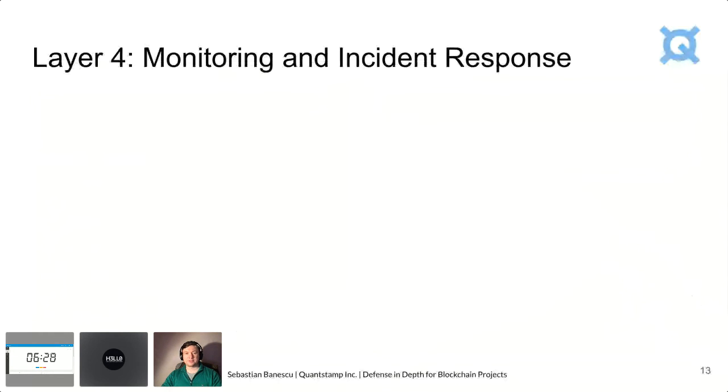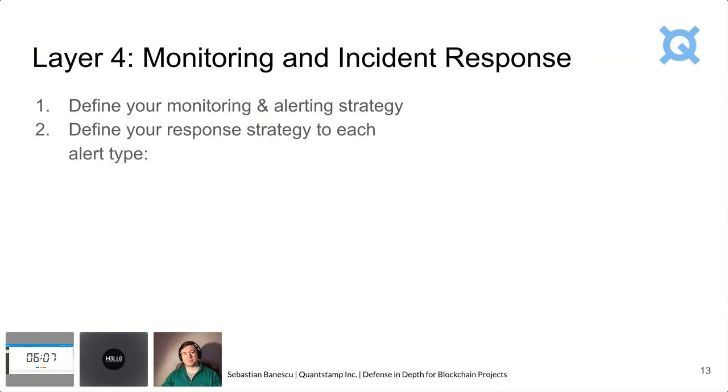The fourth layer of defense is monitoring and incident response. In this case, you should define whatever you want to monitor, and this is really easy after you've done an audit, because during the audit, the things that are worth monitoring have been pointed out by the auditors. You should decide what you want alerts for, right? Once you know that you're going to get alerts, you should also decide how you are going to respond to each of these alert types.